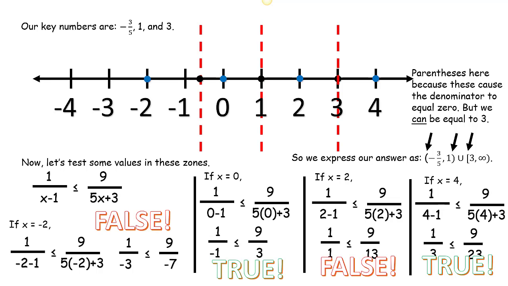But we can be equal to 3. 3 is what made the numerator 0 when we did our cross multiplication. So we can be equal to 3, but on the -3/5 and the 1, we must use parentheses because being equal to those numbers would cause the original inequality to be undefined.